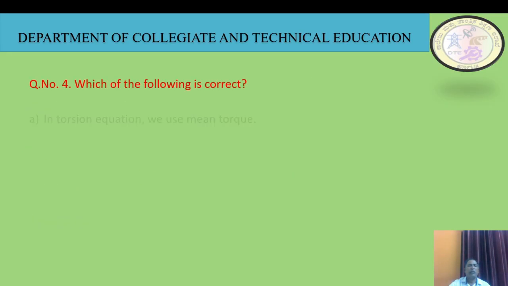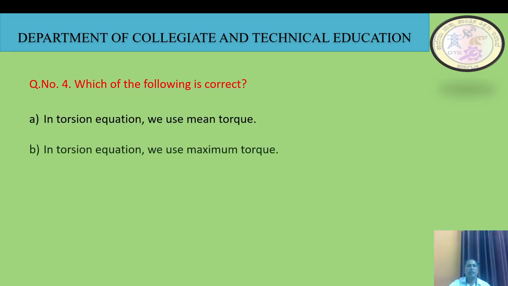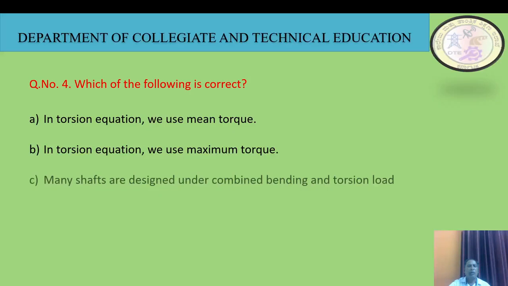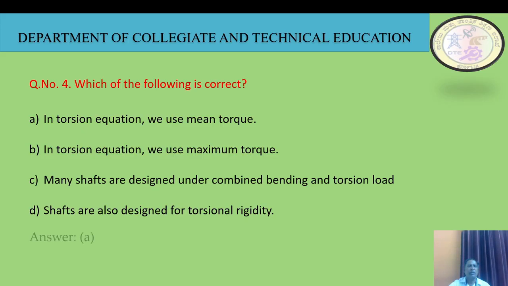Which of the following is correct? In torsion equation we use mean torque. In torsion equation we use maximum torque. Many shafts are designed under combined bending and torsion load. Shafts are also designed for torsional rigidity. So always we will use the mean torque in the torsion equation. So therefore answer is A.